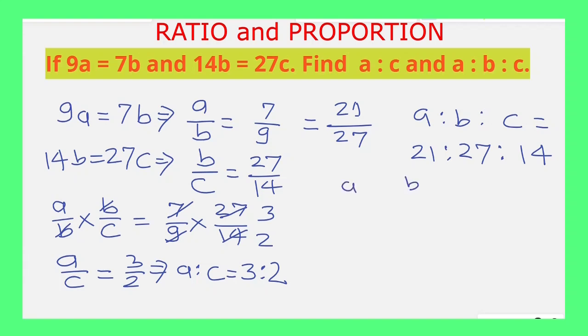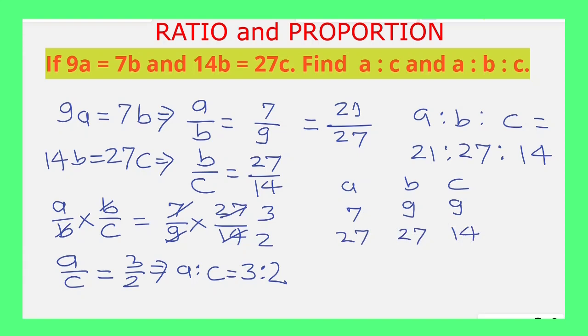A, B and C. A ratio B was 7 ratio 9. So we write 7, 9 and below C we write 9 again, which is the closer number out of 7 and 9 to C. And B ratio C is 27 ratio 14. So we write 27 below A.